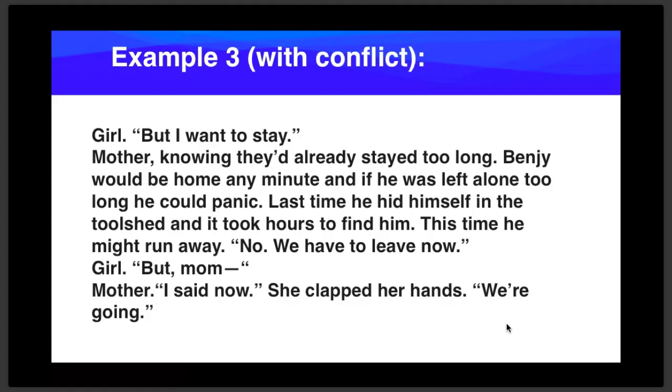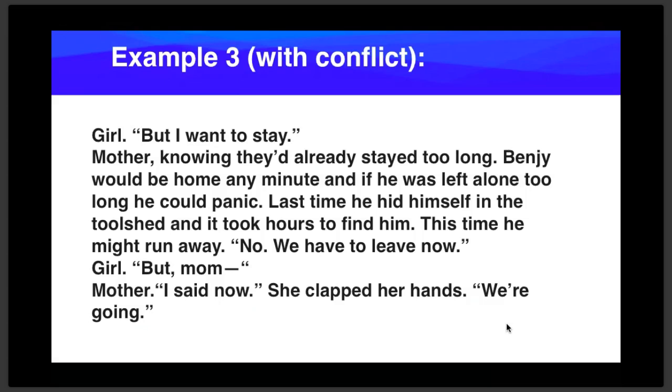So here we go again. Girl: but I want to stay. Mother, knowing they'd already stayed too long. Benji would be home any minute, and if he was left alone too long, he could panic. Last time he hid himself in the tool shed, and it took hours to find him. This time he might run away. See what we did right there? We gave the mother a stronger motivation for having to get home.